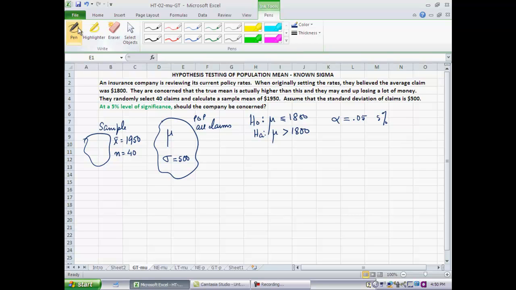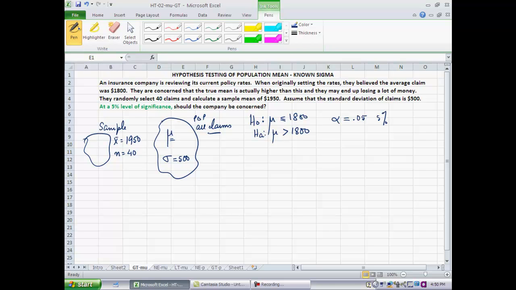And notice that the problem says that we should assume that the standard deviation of all claims is $500. In other words, the sigma, the standard deviation of the population, is given to us as $500. So you can see that the population that we are dealing with here is the set of all claims that the company faces, and the population parameter of interest here is the average of all these claims.